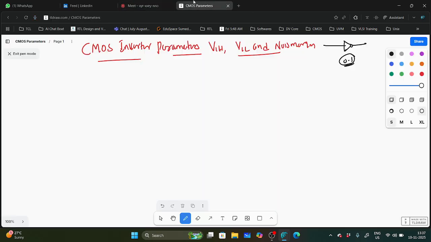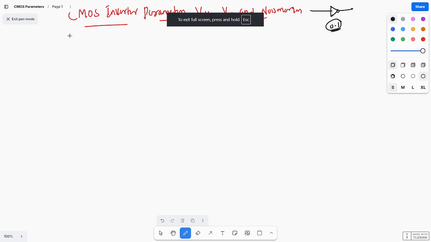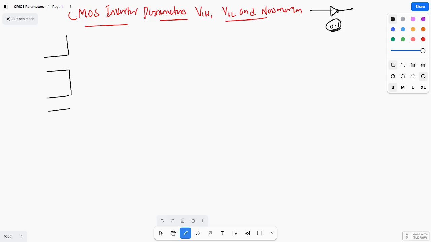Here we have already seen the CMOS circuit. What is the CMOS circuit? There is one PMOS and one NMOS. This is the PMOS and this one is the NMOS. This is the basic CMOS inverter. This is the input Vin, this is VDD, and this one is the output voltage, let us take Vout.